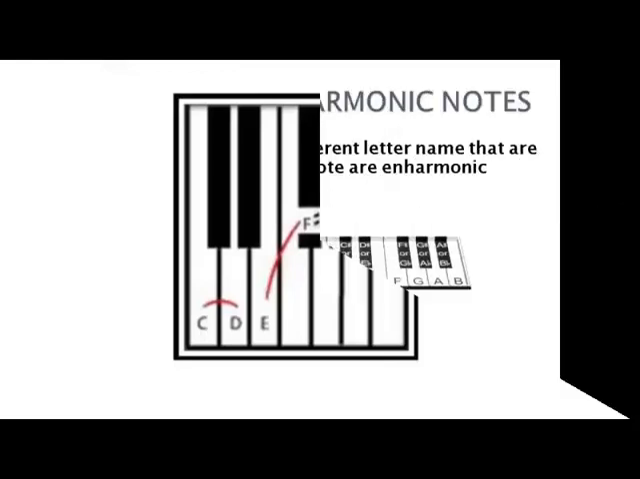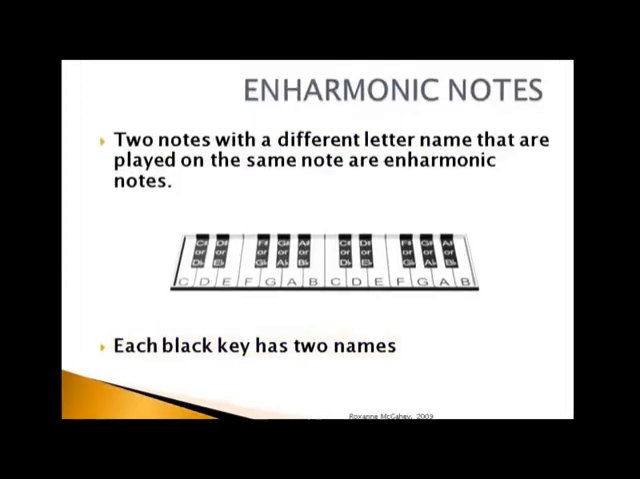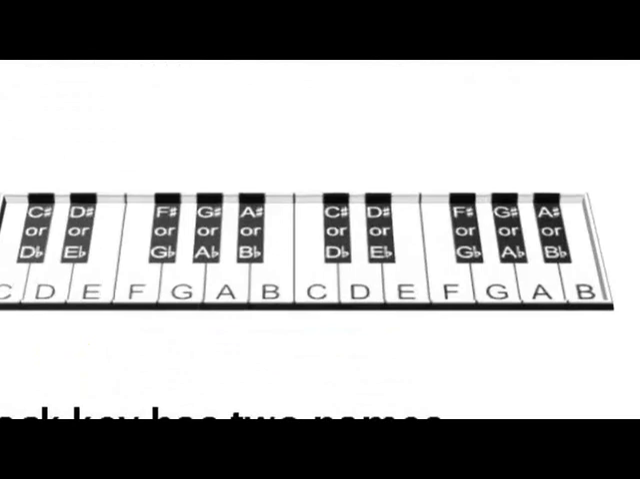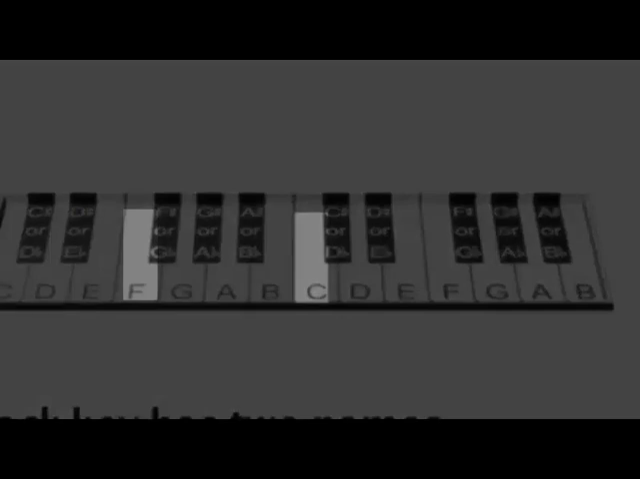Remember that enharmonic notes are notes that have a different letter name but sound the same. Each black key is going to have two names. As I said last week, remember that C flat and B are enharmonic notes, as well as E and F flat. B sharp and C, and E sharp and F are also enharmonic notes.